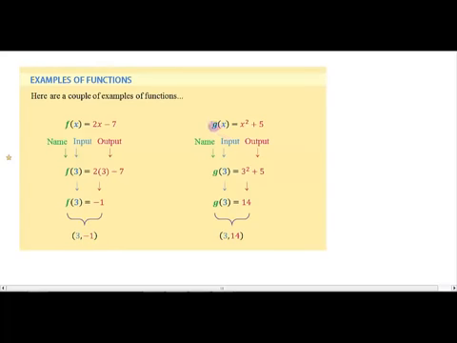Over here, we have a function g of x equals x squared plus 5. The name of the function is g. Let's put the input of 3 in this one as well. And this function squares the input and adds 5, so we're going to square 3 and add 5. When we simplify that, we get 14. So the x was 3, and g of x, or the y, equals 14. So we have an x of 3, a y of 14. It corresponds to the point 3, 14.